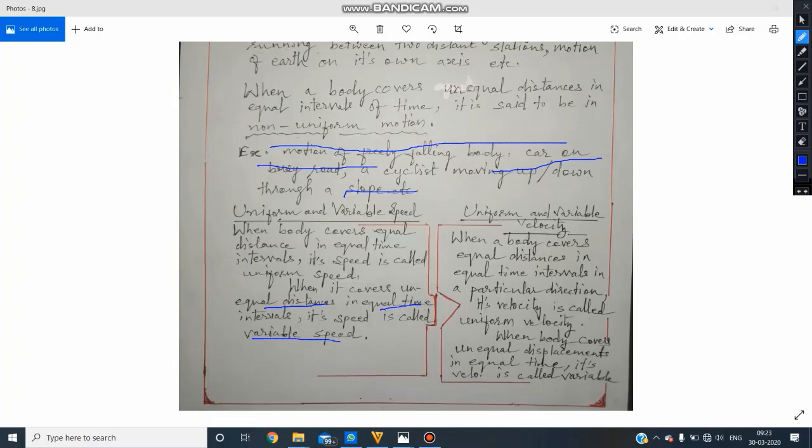Similarly, we can have an idea about uniform and variable velocity. If a body covers equal distances in equal intervals of time in a particular direction, its velocity is known to be uniform velocity. Otherwise, if covering unequal distance in a particular direction, which also can be referred to as unequal displacements in equal intervals of time, then its velocity is known to be variable velocity. This gives you an idea about the two terms, uniform and non-uniform motion.